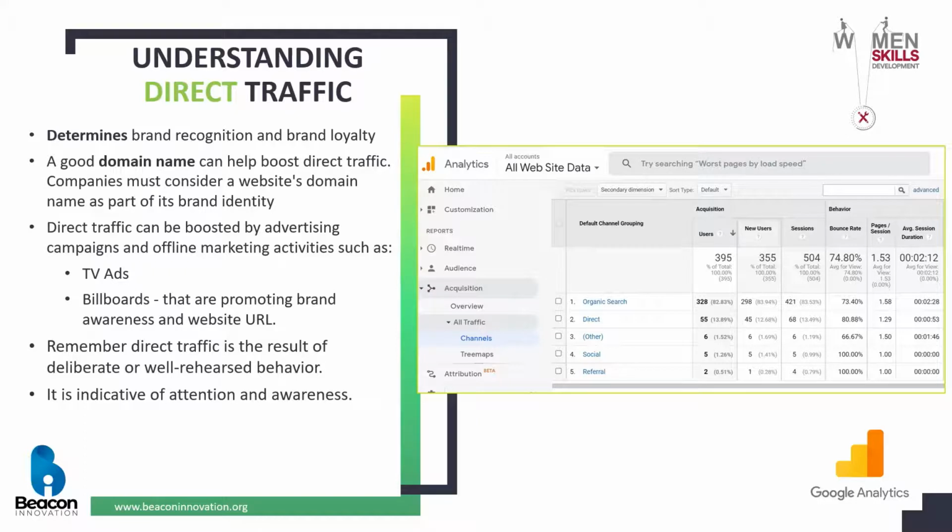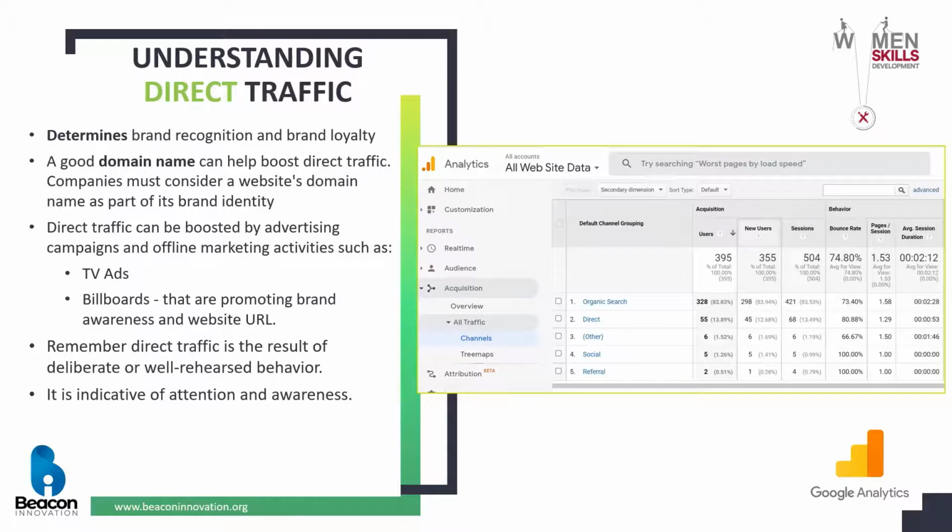So this is a screenshot of that. There's home customization. You can know your real-time audience. You can know further about your audience. But here we're talking about traffic. So traffic comes under acquisition, right? That you acquired traffic, right? But how did you acquire it?